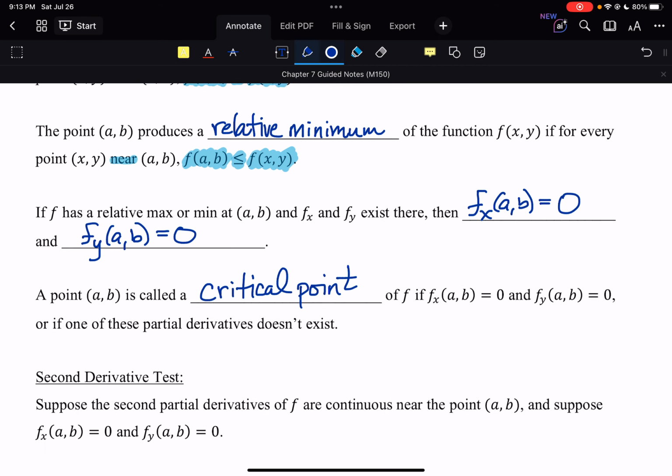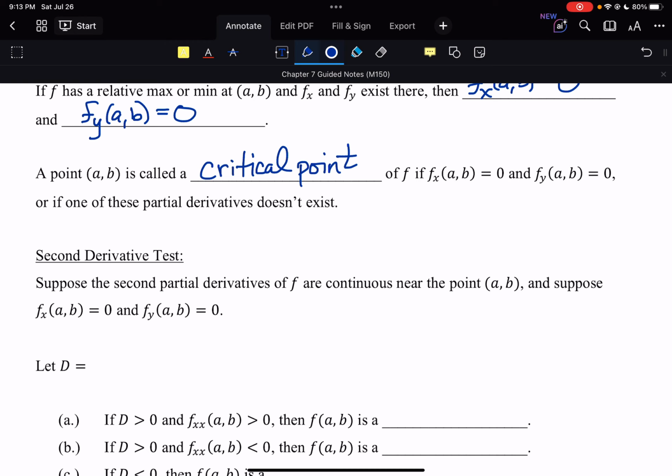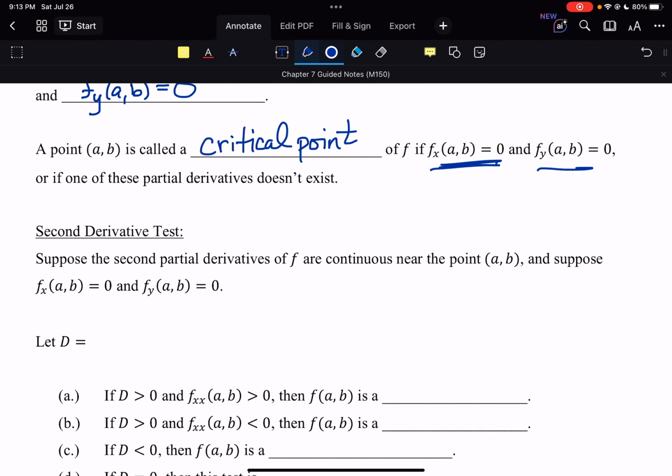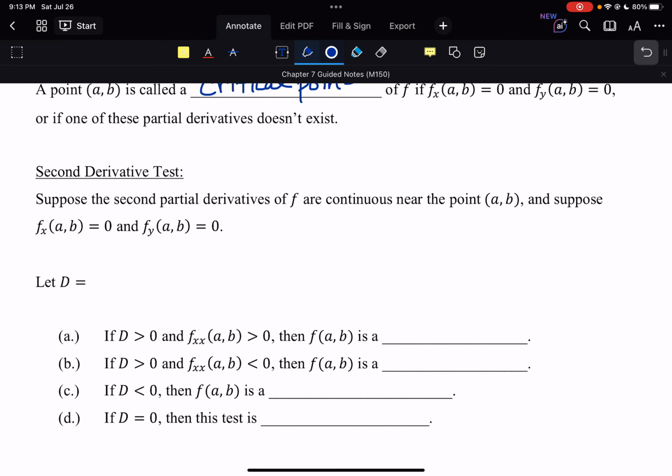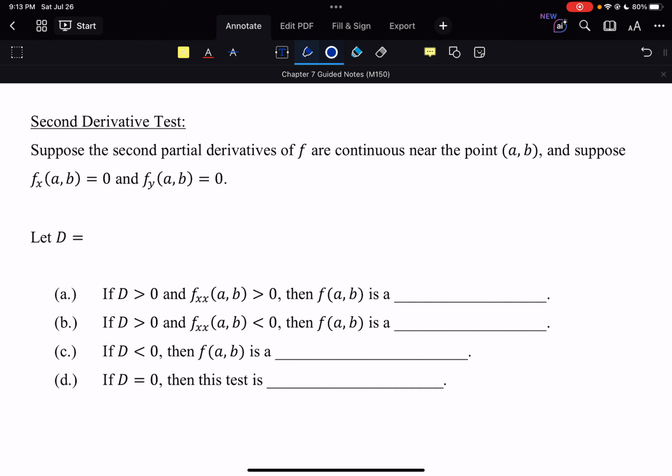Once we determine where the critical points are, by setting these partial derivatives equal to 0 and solving for any points that come out of that, we need to be able to test these critical points to see if they do produce a maximum or minimum, because we don't have that guarantee. We still need to check them. So this brings us to the second derivative test. Back in single variable, we had a couple different tests that you could use. This one, there's only one.